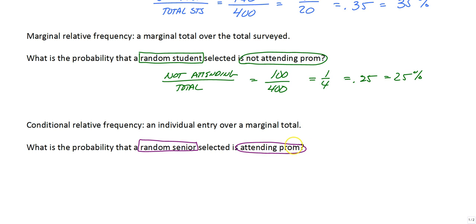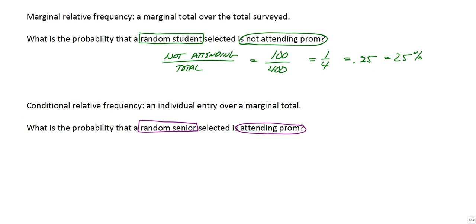So this again goes back to conditional. One of the examples we did in the video, I believe, was deep dish pizza out of people that order pizza. So this is seniors and attending prom over just seniors. Okay, this is not over the total because it says what's the probability that a random senior. So you're only allowed to select a senior.